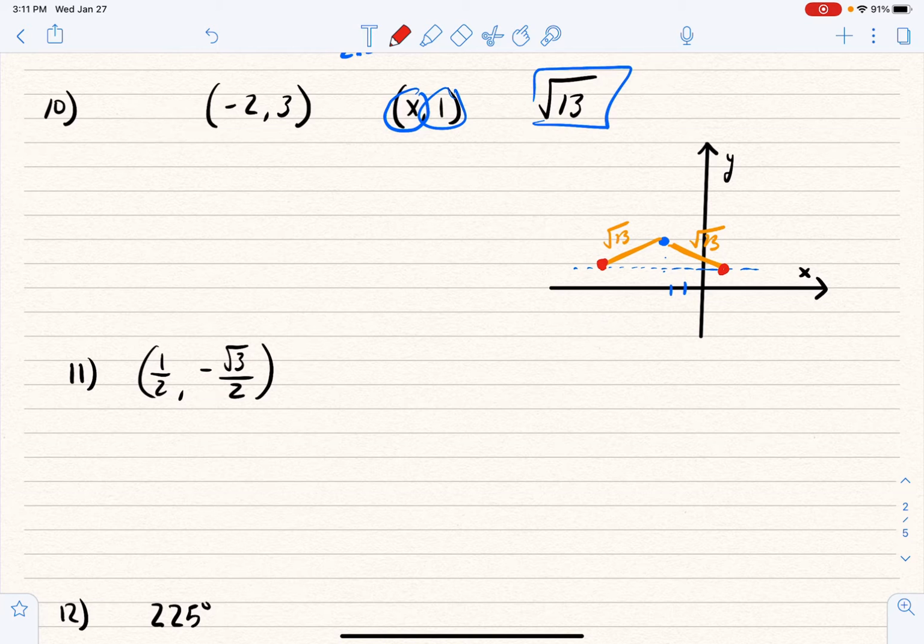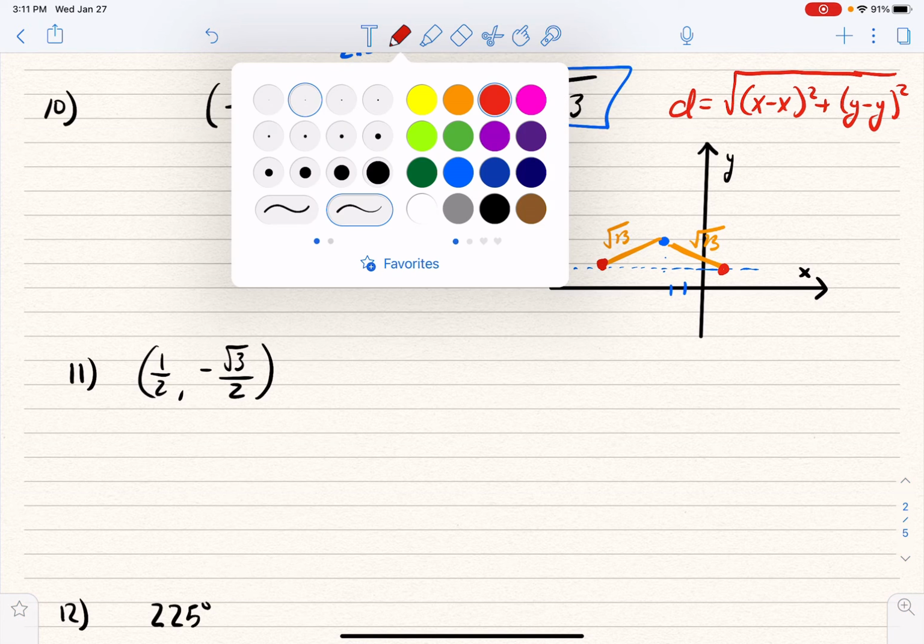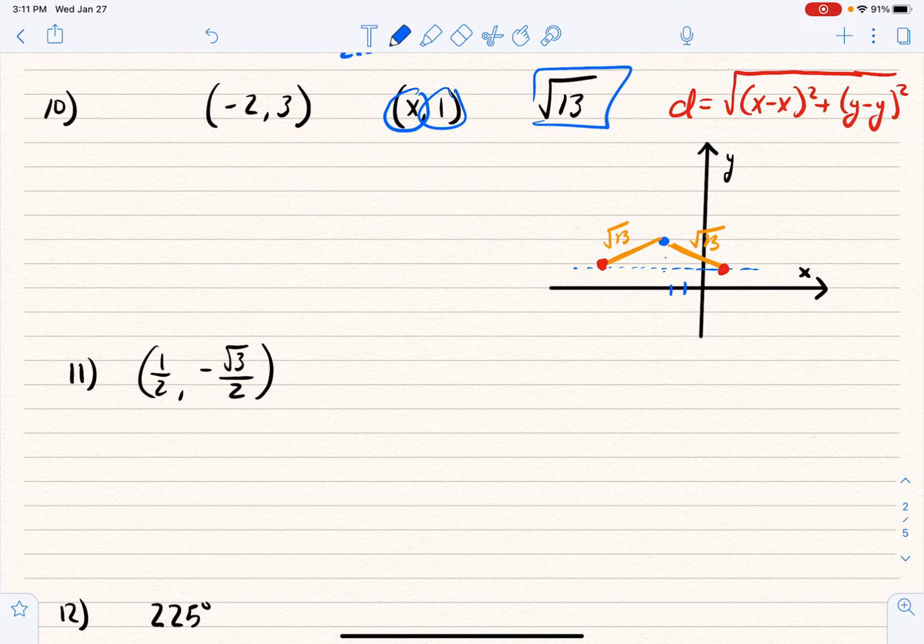But either way, what we need is the distance formula. And the distance formula is that distance is always equal to the square root of the difference of the x's plus the difference of the y's. Each of those has got to be squared, and then we take the square root of the whole thing. All right? So what I'm going to do is write that formula, and then I'm going to plug everything in.